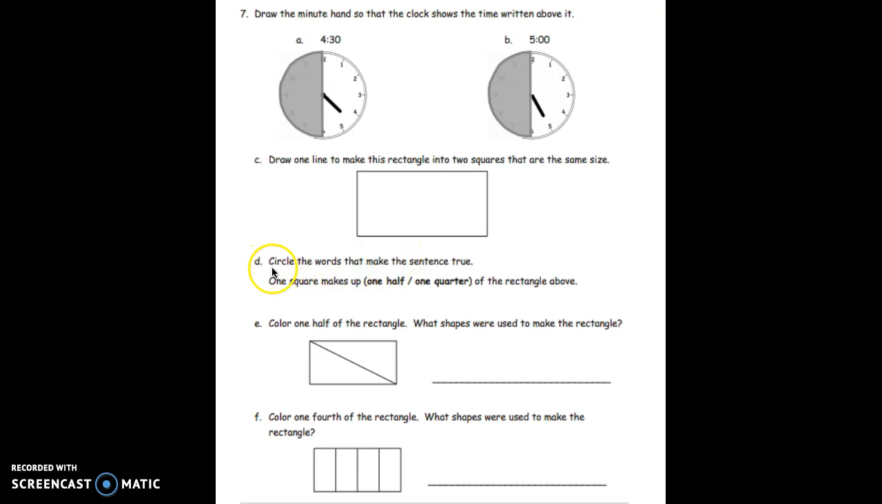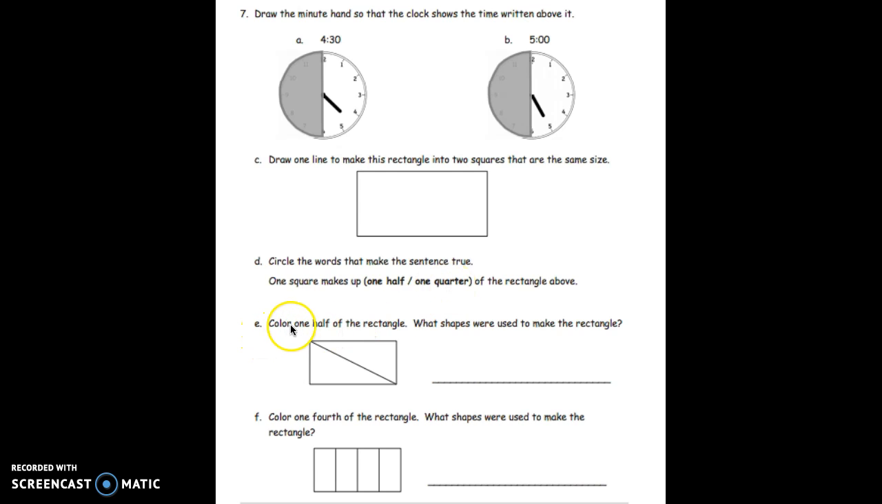Letter D. Circle the words that make the sentence true. One square makes up blank of the rectangle above. So looking at this rectangle, one of the squares that you created makes up 1/2 of the rectangle above or 1/4 of the rectangle above. So you're going to circle, does one square make up 1/2 of the rectangle above? Or circle, one square makes up 1/4 of the rectangle above.